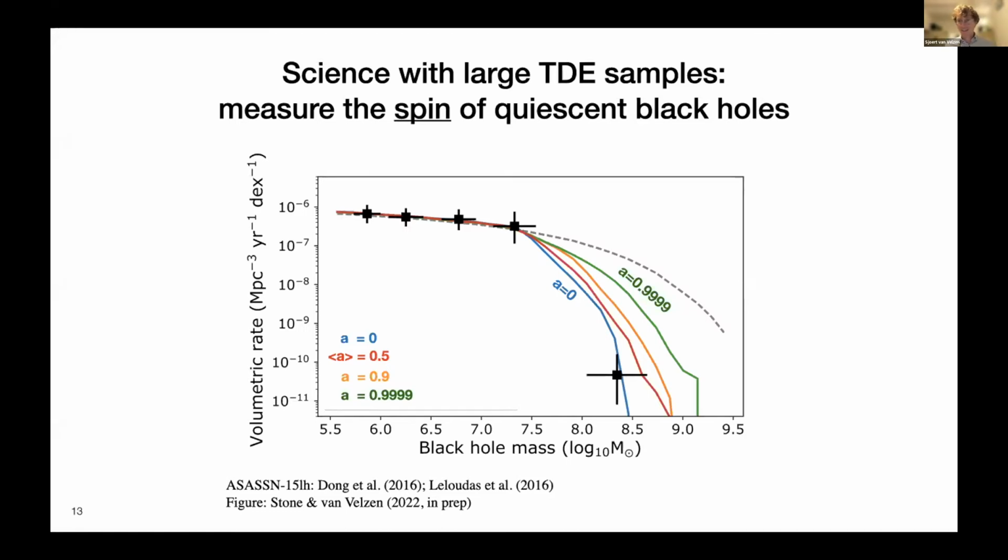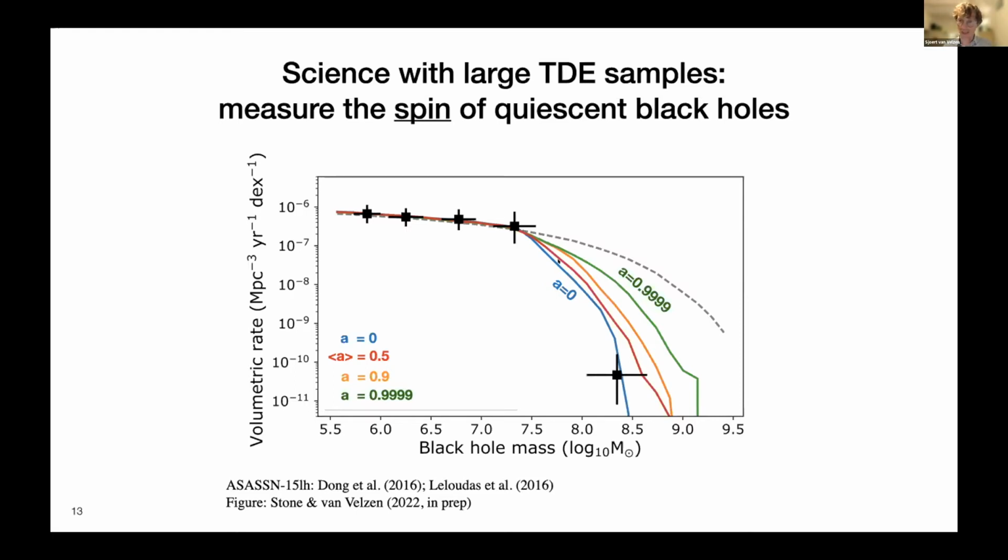I already mentioned black hole spin in my introduction. And this is what real data looks like with real model predictions. This is the rate as a function of black hole mass measured from the M sigma relation. So these are all real tidal disruptions identified up to now. Then there's this big jump here, and there's one data point here. And this jump is due to the black hole event horizon. And then the spin of the black hole actually determines how fast the rate peters out.